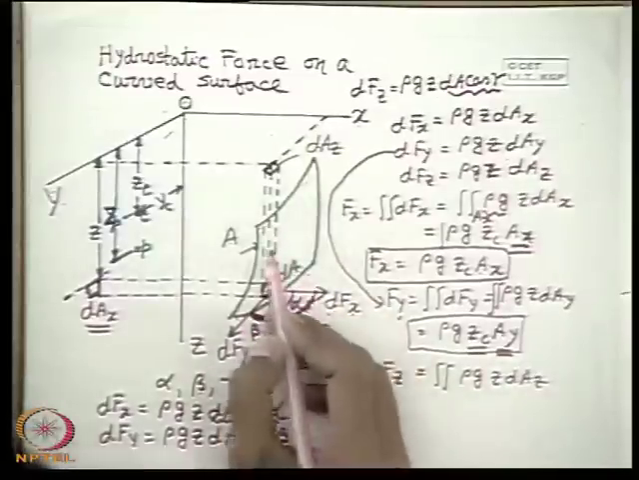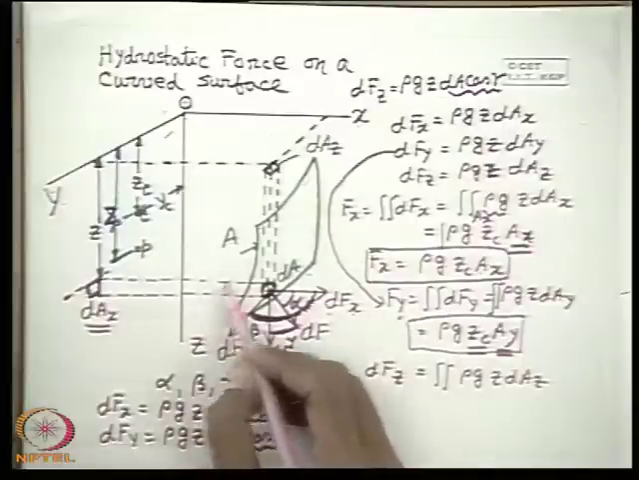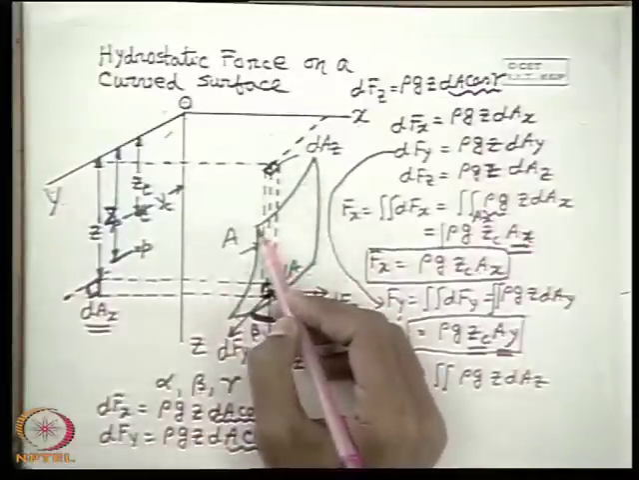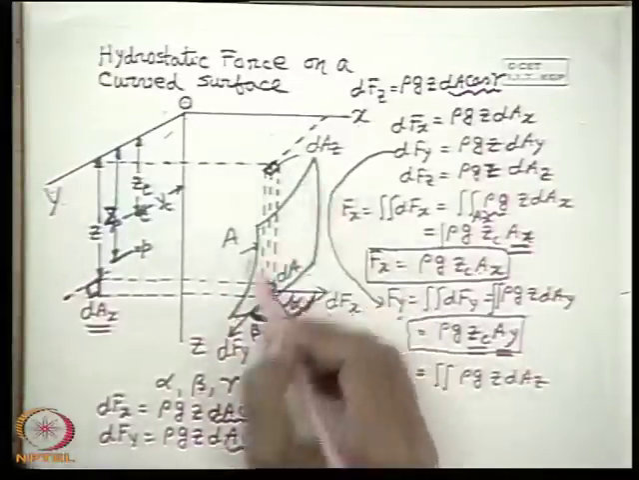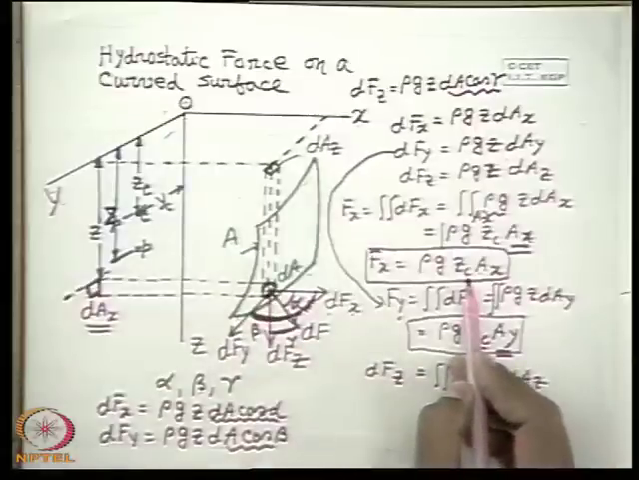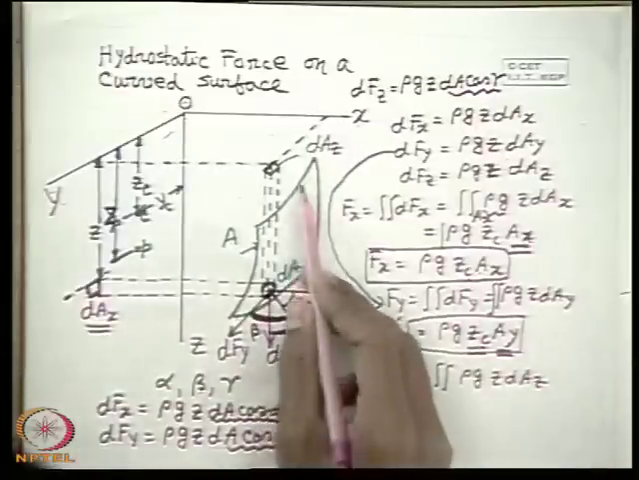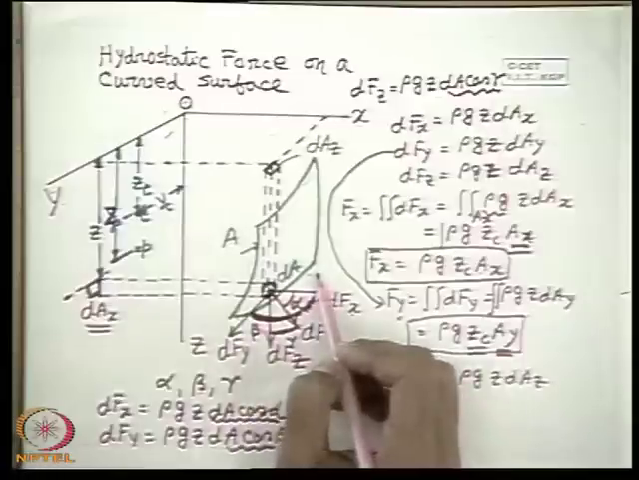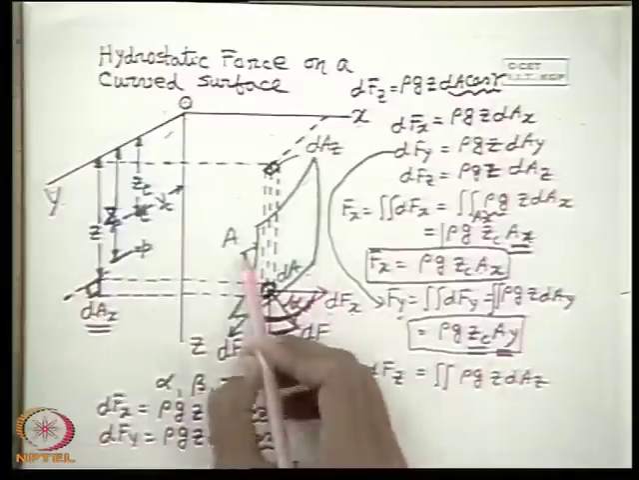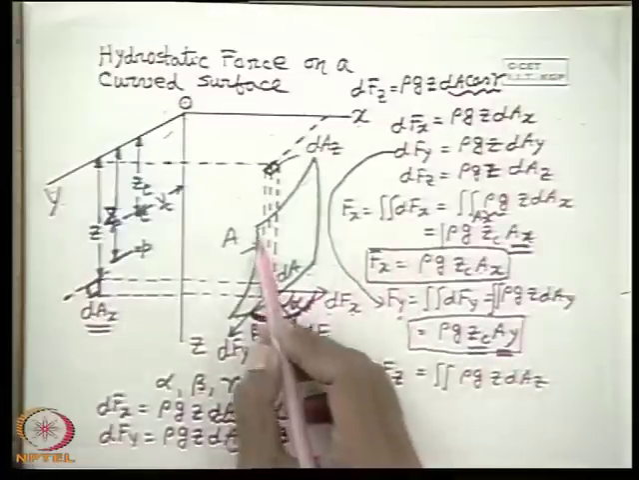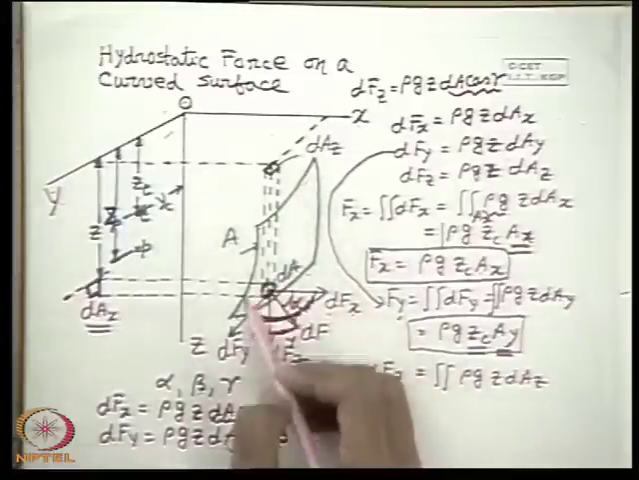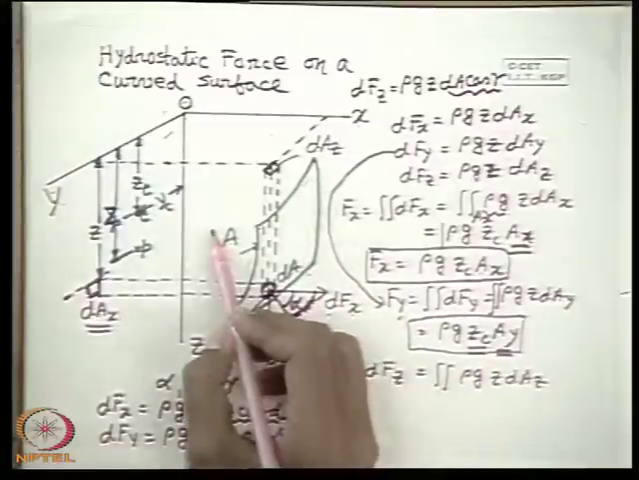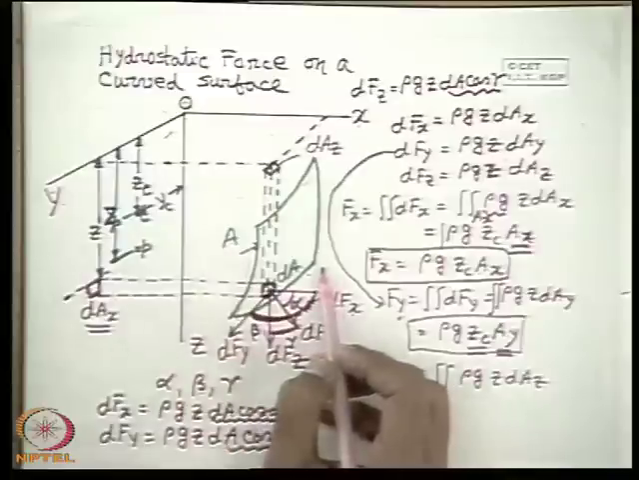Therefore, we can conclude from here that the hydrostatic force in any horizontal direction on a curved surface equals the hydrostatic force exerted on a plane surface which is perpendicular to that direction and whose area is equal to the projected area of the surface on that particular plane perpendicular to this direction.